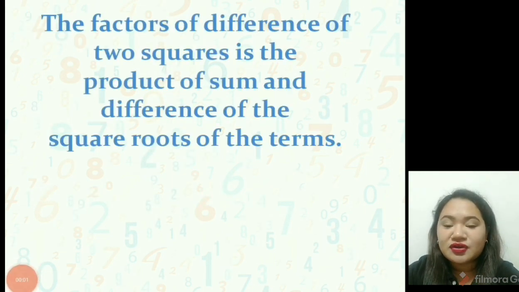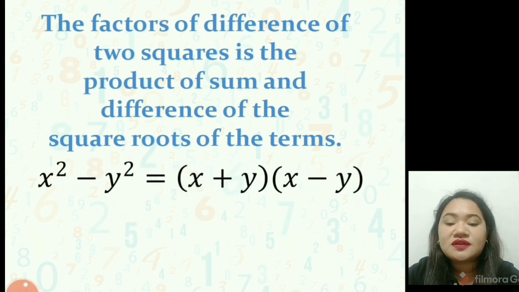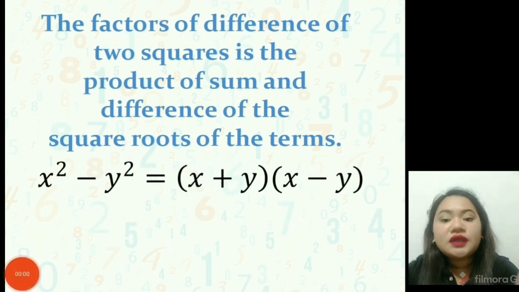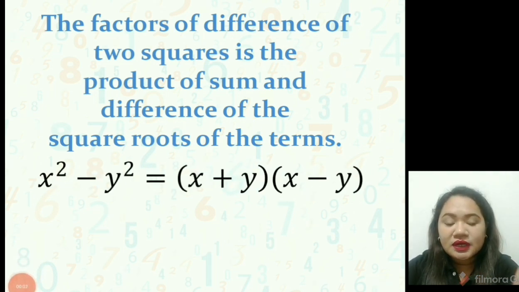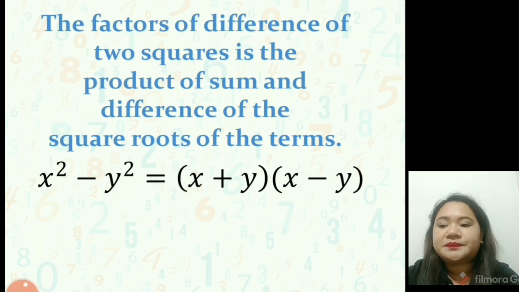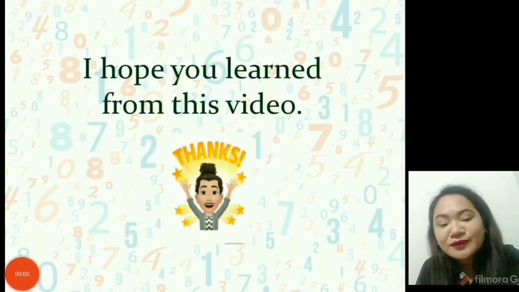The factors of the difference of two squares is the product of the sum and difference of the square roots of the terms. So, here's the formula. You need to learn to recognize the difference of two squares in various appearances so that you know how to handle them. I hope you learned from this video.